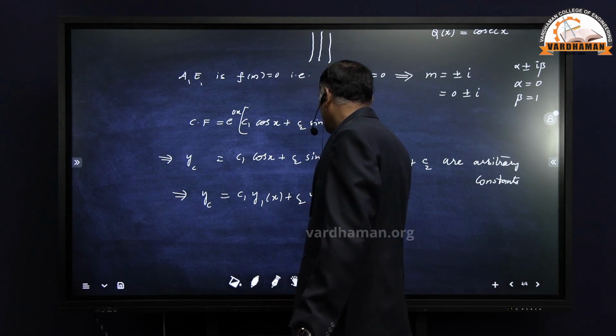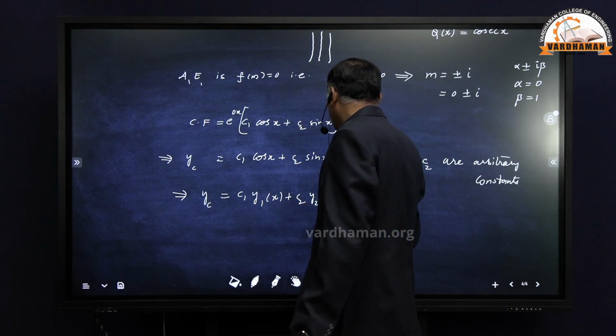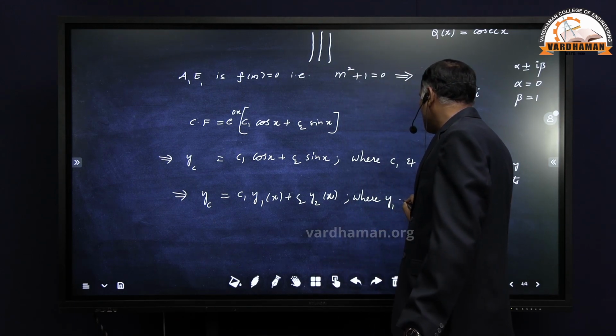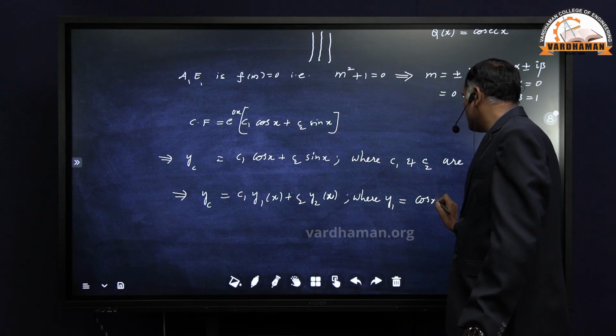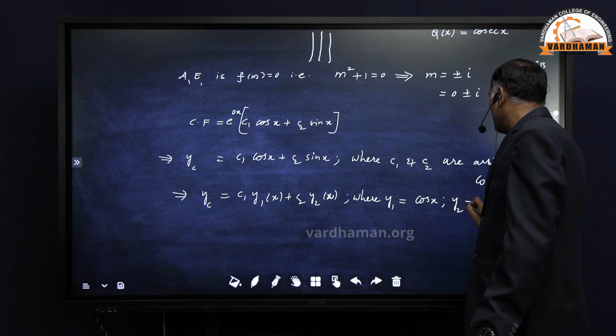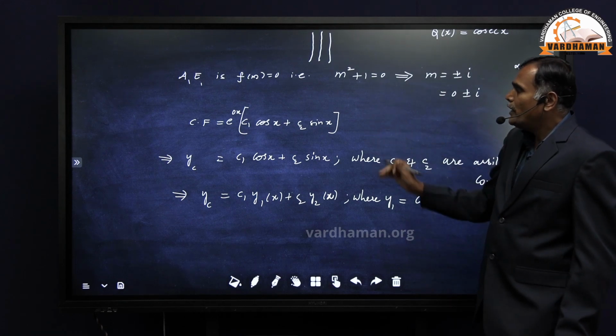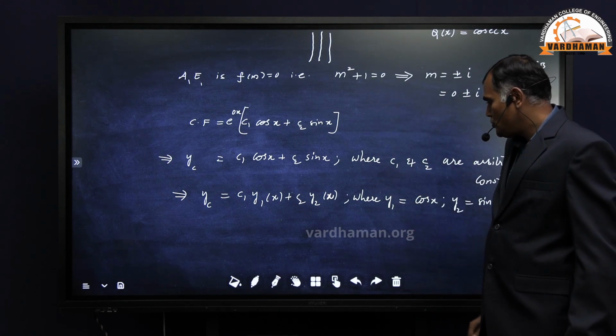Now let us take this equal to like this. I am writing this like this. In this case, y1 is nothing but cos x, y2 is nothing but sin x. Now let us find the particular integral by the method of variation of parameters.